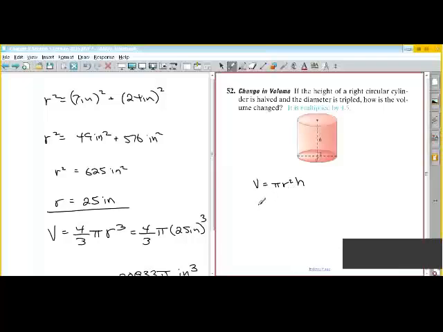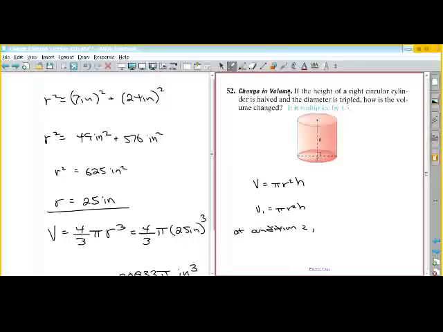So what you can do is, instead of plugging numbers in, you can look at the ratio of the volumes, because it says how is the volume changed. So what you would do is you'd say, okay, at the initial, the original conditions, the volume is equal to pi r squared h. Okay, so those are our initial things. Then you would say at condition 2, what does it say?